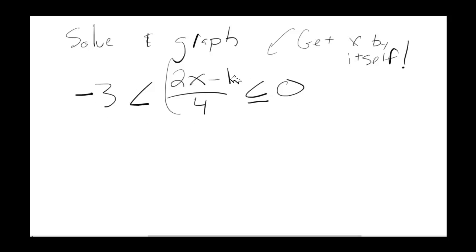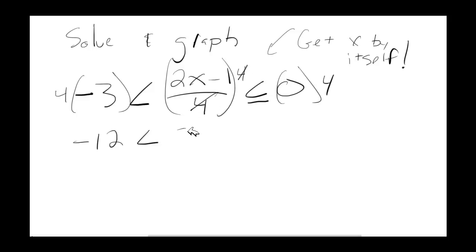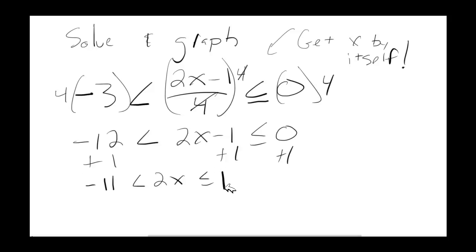So first I'm going to clear all fractions, multiply everything I see by 4. Okay, this is minus 12. I don't flip this because I was just multiplying by a positive number, not a negative. Here they cancel. I get 2x minus 1. And here I get 0. Okay, I'm going to add 1 to all sides. This gives me minus 11 is less than 2x. It's less than or equal to 1. And I'm going to divide everything by 2. And I get minus 11 halves is less than x. It's less than or equal to 1 half.